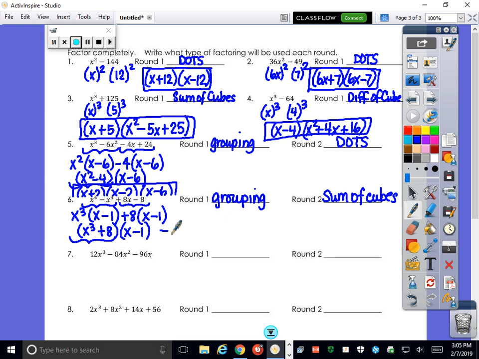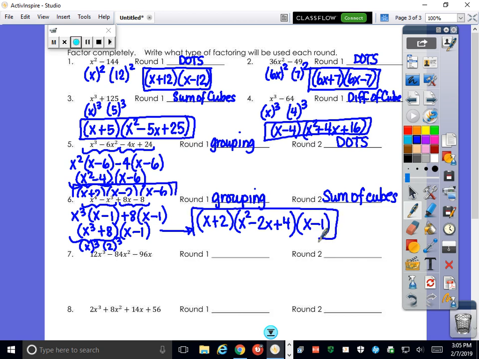So if I do the sum of cubes, I'm going to go this way. We're going to have x plus 2 because I had to cube 2. That's how I got the 8. And I had to cube x. That's how I got the x cubed. So x plus 2 times x squared minus 2x, you multiply the 2 together, plus 2 squared, which is 4. And then we still have the x minus 1. So this is going to be our final answer.